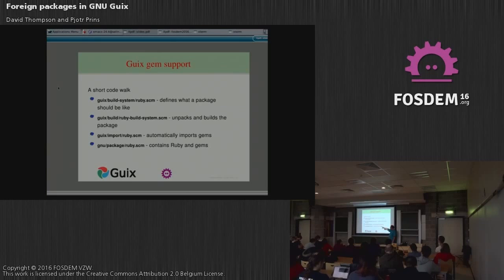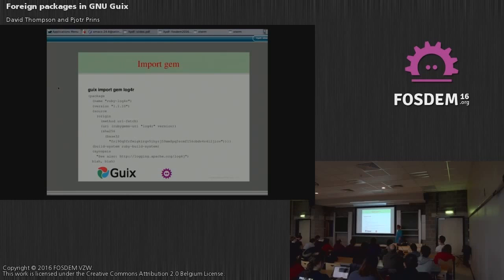And then we have guix/import/ruby.scm, which actually gives you a Ruby package definition. It looks like this. Guix has a native command called guix import gem, and then I add the gem name, right? And it will just on standard out spit this out.